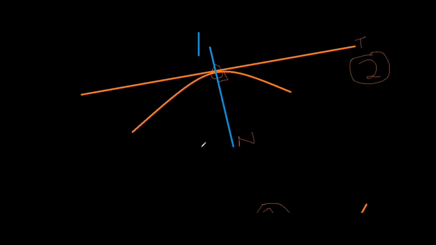Let's look at the second example. I want to find the normal to this point here. So the first thing that I'm going to do is draw the tangent to that point, and it's this tangent here. And then I'm simply going to draw a straight line that is perpendicular to that tangent at that point, which is this blue line here labeled N. And that's the normal to that point.